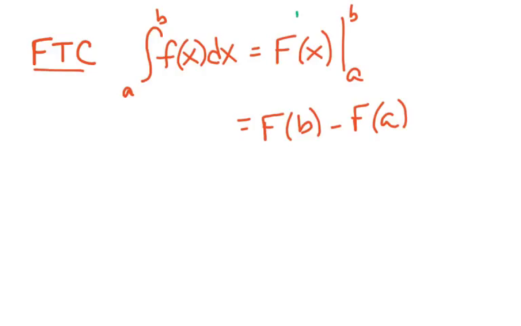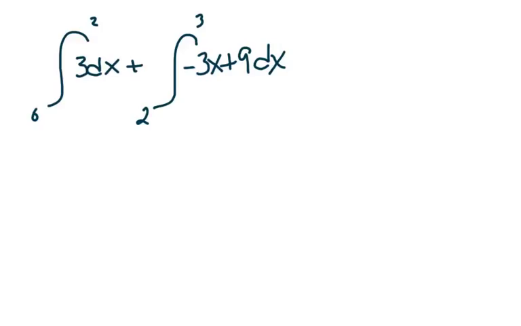Step 1, take the antiderivative. You know how to do that. Step 2, plug in the endpoints. Step 3, subtract them. Now here's problem 16. Okay, this was a two-piece problem. So let's integrate each piece. So the first one, we know that this would become 3x. And we know the next one would become negative 3 halves x squared plus 9x.